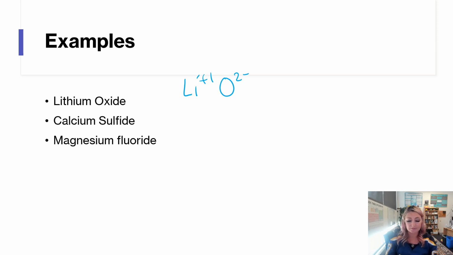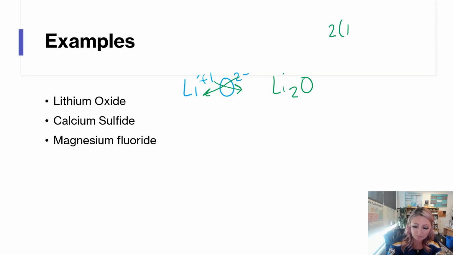All right, so next step is to do that fun drop and swap. So we're going to take the charges, and we're going to swap them down to the subscripts of the opposite element. Boom, boom. What I get is Li2O. To double check our work, let's look at this mathematically. Go through these steps until you're confident you know what you're doing.